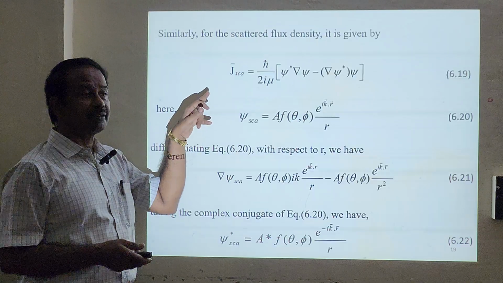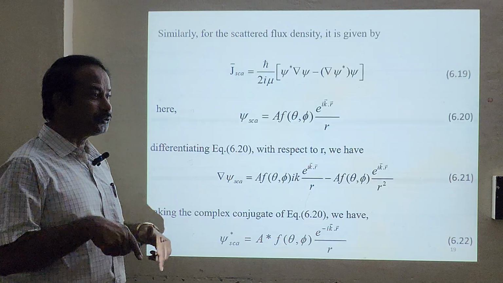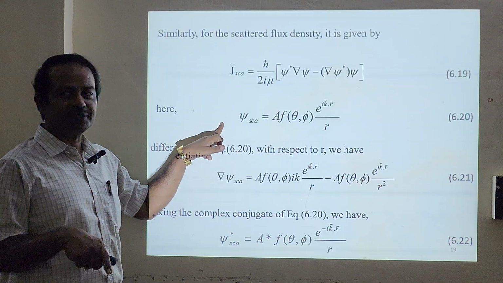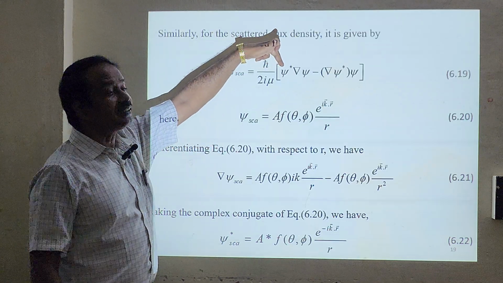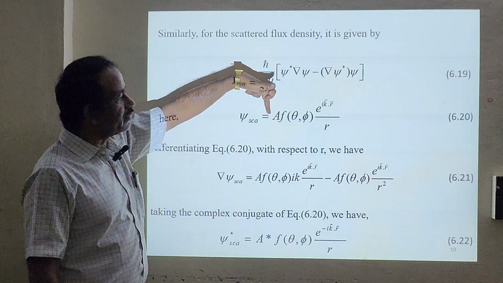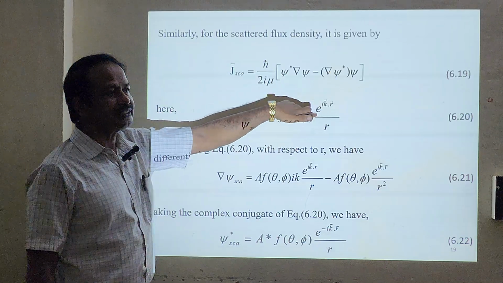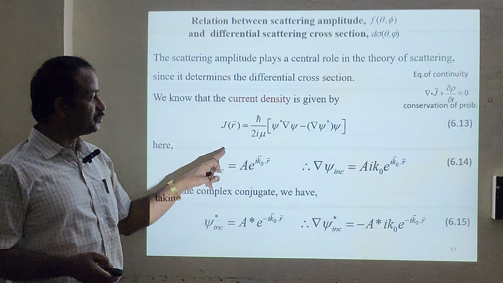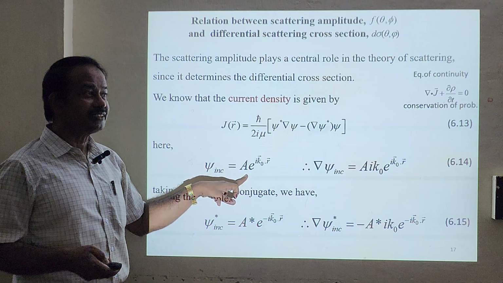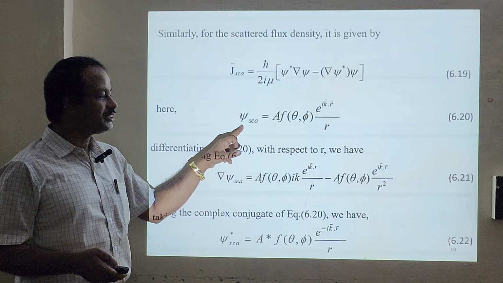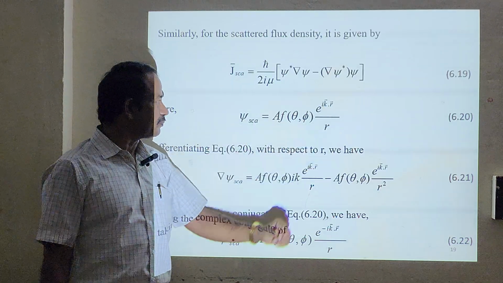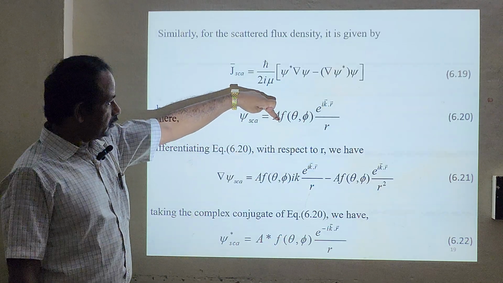Similarly, we can also calculate j scattered. We will have to use psi scattered, the scattered wave function. So this is your scattered wave function, correct? This will be a spherical wave function. Earlier we used a plane wave. That was for j incident, and this is for the second one, the scattered one.